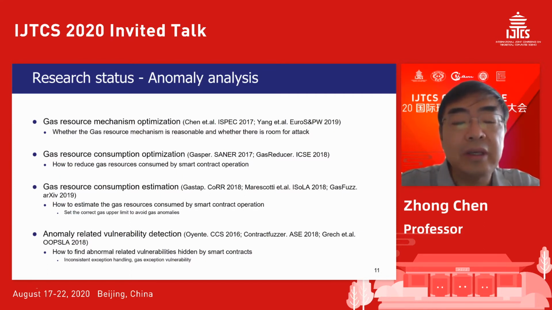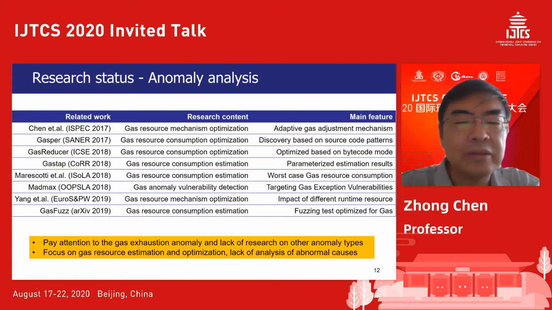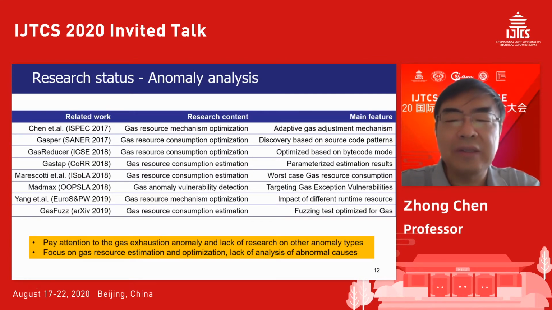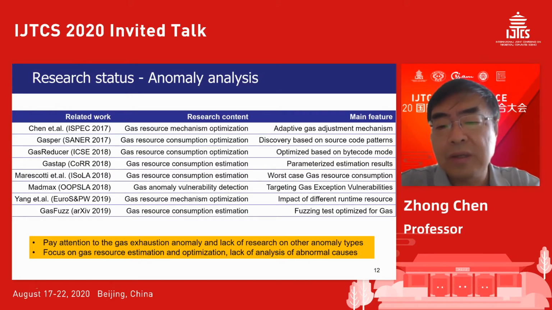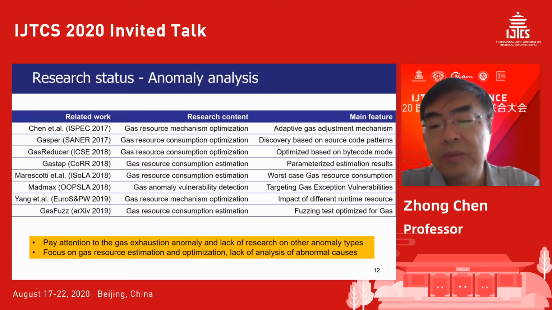For example, the inconsistent exception vulnerability, etc. Here we list some publications covering these topics, and we can see that more attention is paid to the gas exhausting anomaly, and there is a lack of research on other anomaly types. They focus on gas resource estimation and optimization, but lack analysis of abnormal causes.